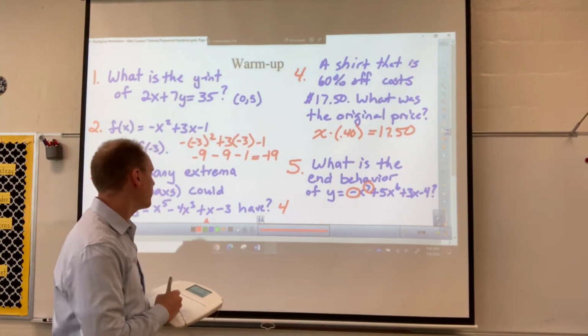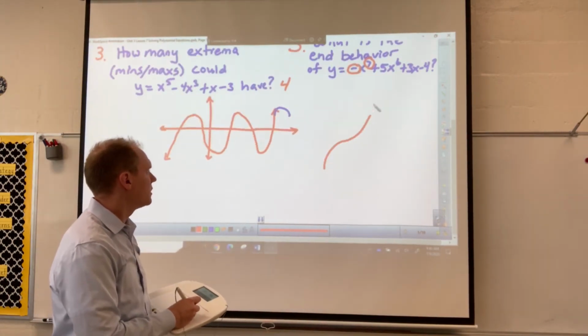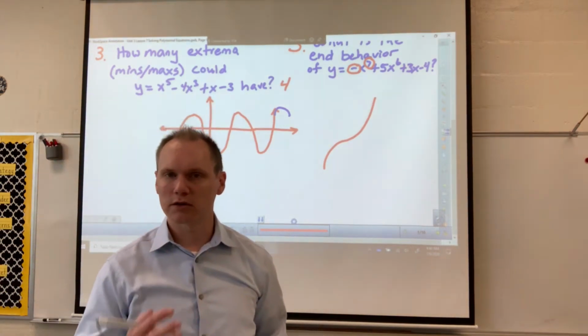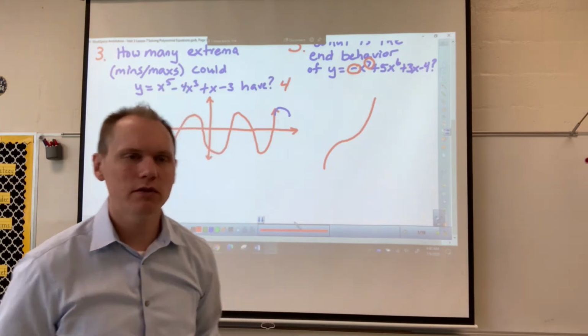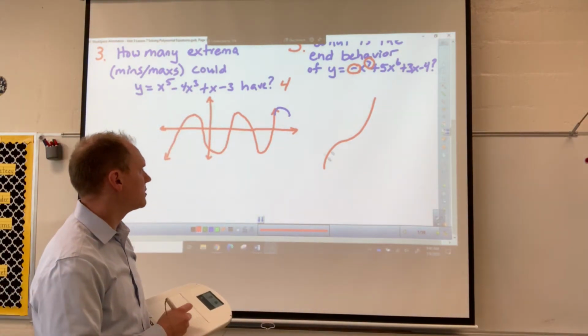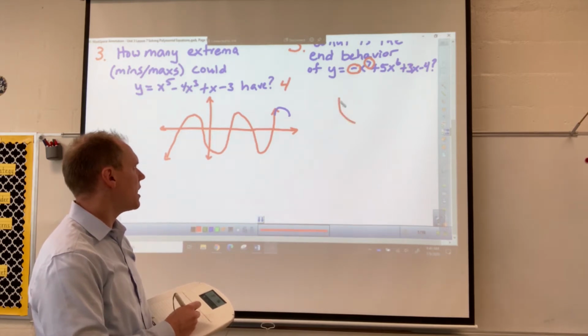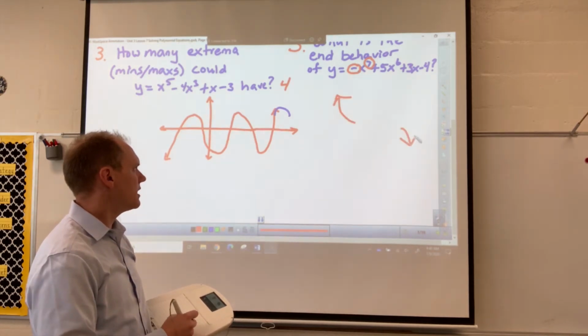So the traditional odd power looks something like this. If you think about your power functions, either x cubed or x to the 5th or x to the 7th, those all have this general shape, down the left, up to the right. Because it's negative, it's going to be the opposite of that. So up to the left, down to the right.